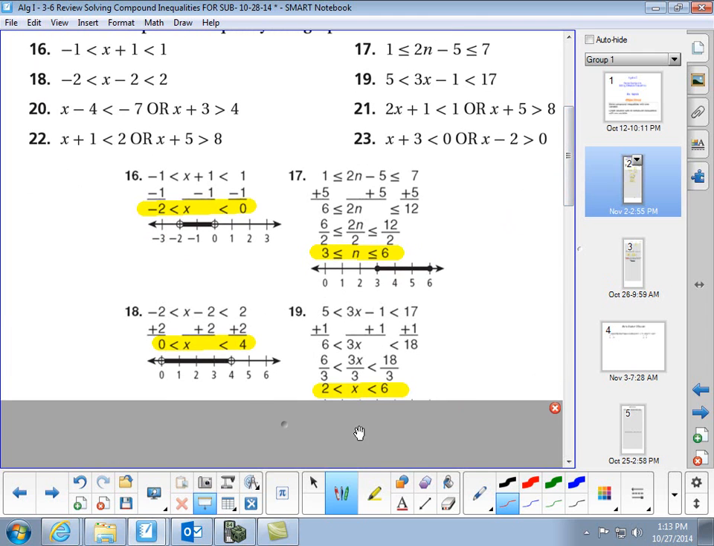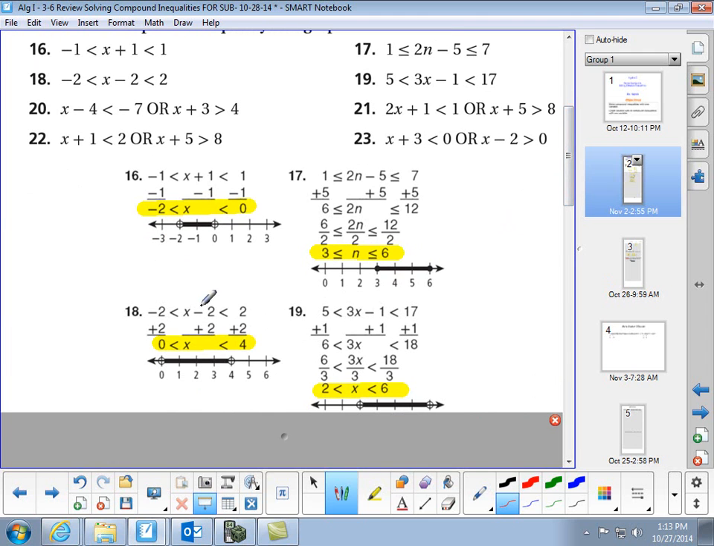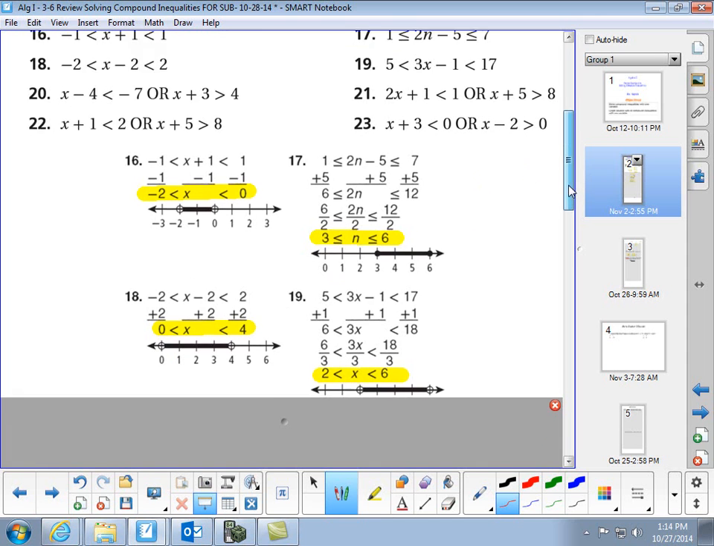Okay. Number 18, same thing. You got x minus 2, so you got to get that minus 2 away. So add 2 to all three parts. You get 0 is less than x, which is less than 4. Open circle at 0, open circle at 4, everything in between.